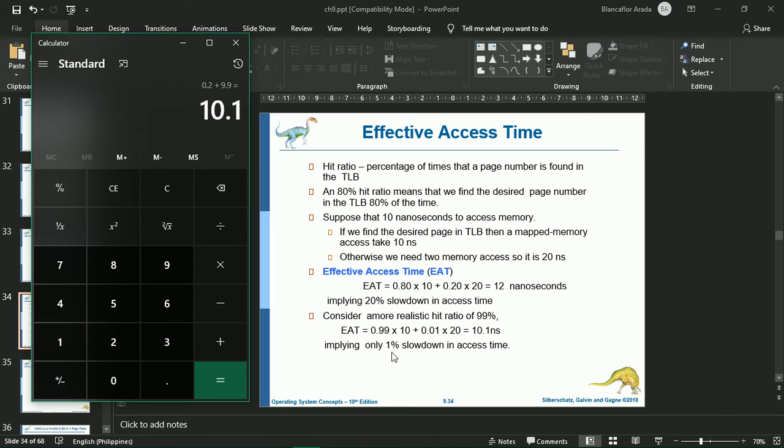So how do we get this percentage, the same as with the 20%? We have 10.1. Our access time is 10 nanoseconds as indicated in the problem, minus 10. So we have 0.1, then divided by 10 nanoseconds, so we have 0.01. If we convert it into percentage, this will be the 1% slowdown in access time. So I hope you understand how to compute the effective access time when using a translation look-aside buffer.